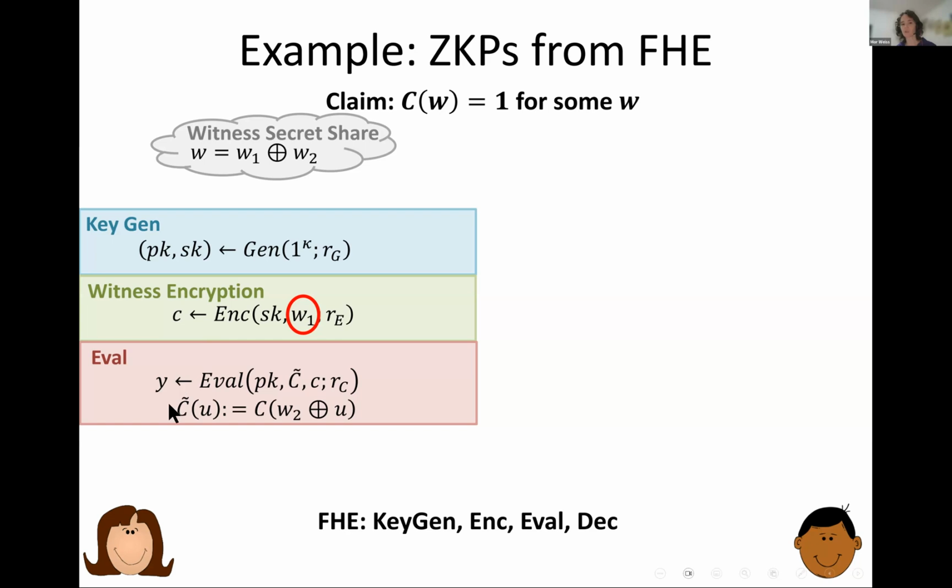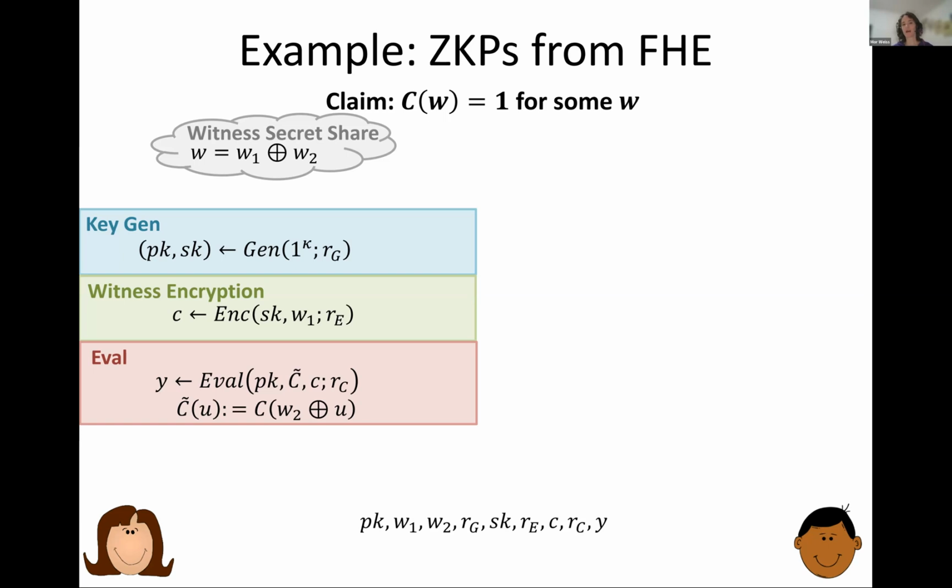And this is how we do it. So we define a new circuit C tilde, which is a private circuit that has W2, the second witness share, hardwired into it. This C tilde takes its input, XORs it with the hardwired W2, and then applies the original circuit C. And we evaluate this C tilde over an encryption of W1. So the outcome Y here should encrypt the output of the circuit C on the witness, which would be 1.